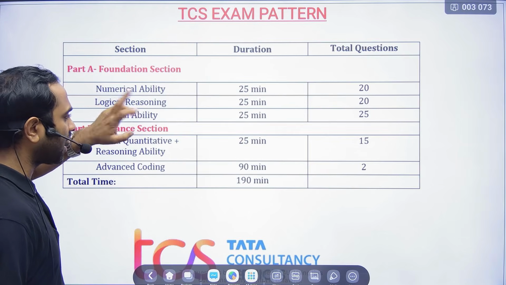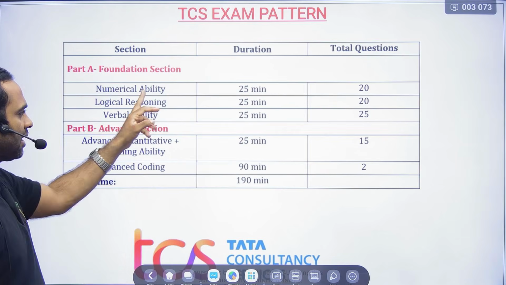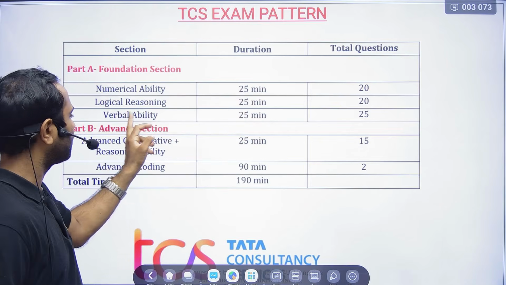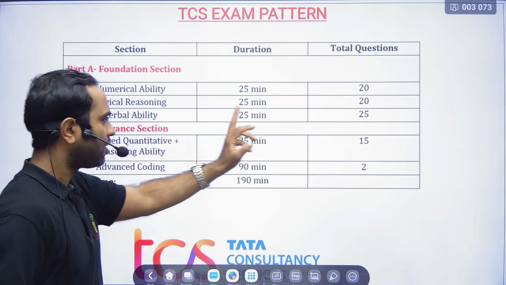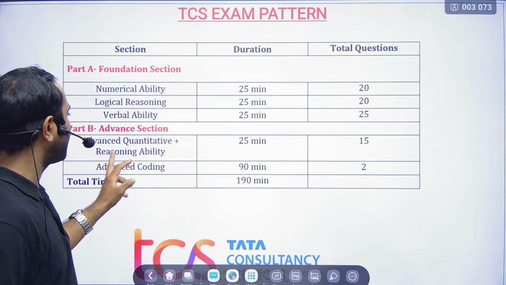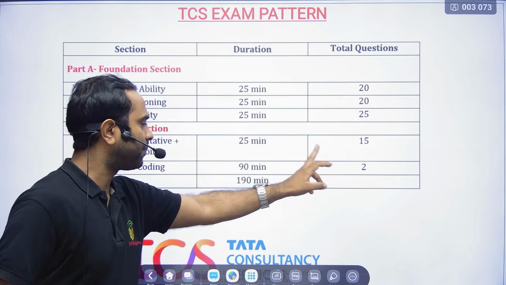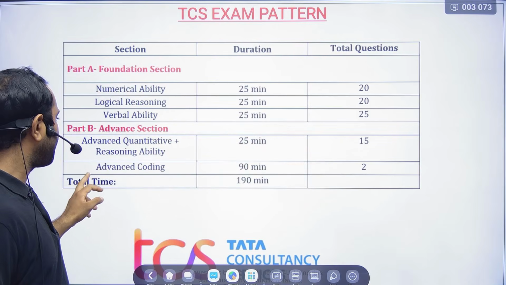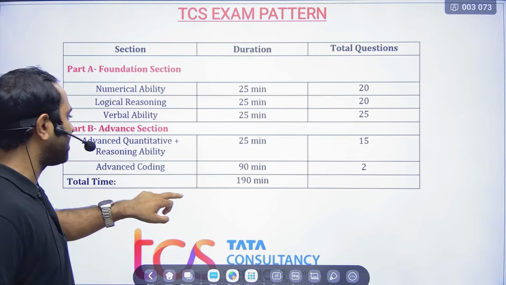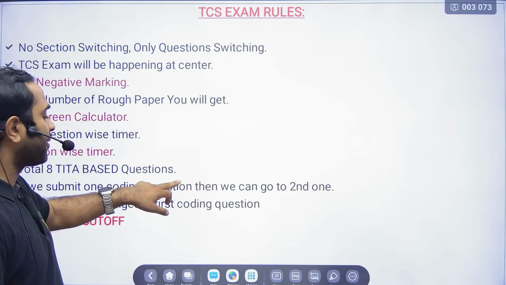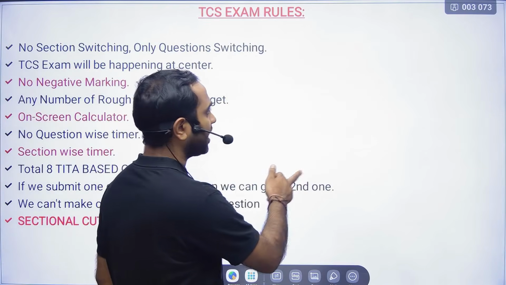So, but before that, I will try to solve that question. So numerical ability, 20 questions, 25 minutes. Logical reasoning, 20 questions, 25 minutes. Verbal ability, 25 questions, 25 minutes. Advanced aptitude reasoning, 15 questions and 25 minutes. Advanced coding, 2 questions, 90 minutes. Total 190 minutes. And here, I am also going to tell you the exam rules.